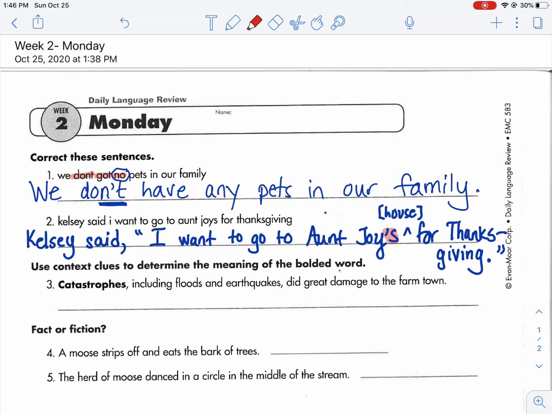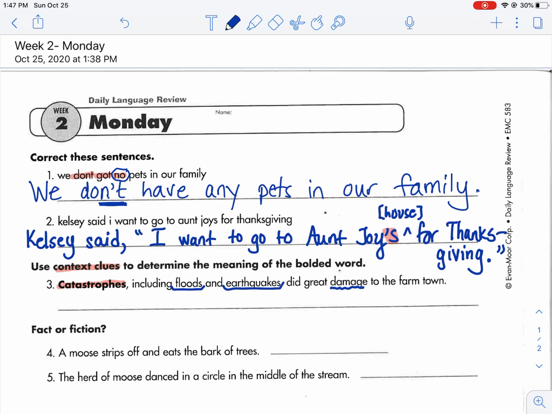Okay, now this next one, haven't done this in a while. You have to use context clues to determine the meaning of the bolded word. Catastrophes, including floods and earthquakes, did great damage to the farm town. So maybe you do know all the other words in this sentence except for catastrophes. Maybe you don't. Let's talk about some of these other ones, which you could look up, but I'll talk you through it. We have floods is when there's a lot of water. It rains too much and the rivers overflow. It causes damage. Earthquakes is when there's shaking of the earth, a crack in the earth. It also causes damage. And both of these things are catastrophes.